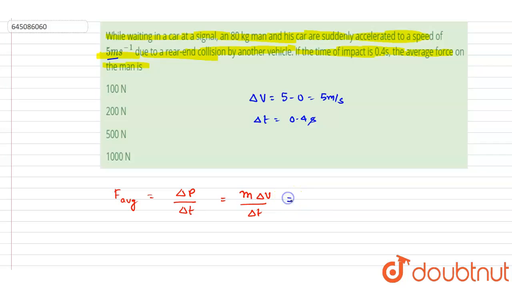So put the value here. I will write 80 into 5 upon 0.4. So there is a point here, so I will remove the point and put a 0 here. So it is 20. So you can see very clearly that it is 1000 Newton. And this is the answer of this question. Now you can check for the option here. D is the correct option.